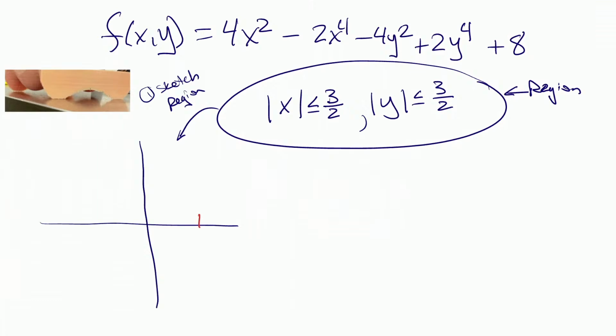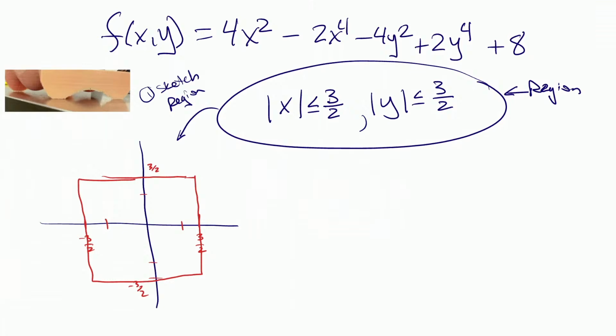So this goes out to 3 halves, back to -3 halves. Here's 1. Here's 3 halves. Here's 1. Here's -3 halves. Okay, so this region is kind of like a top-down view of this model that I have. That's really a poor representation, but it's the way it is.